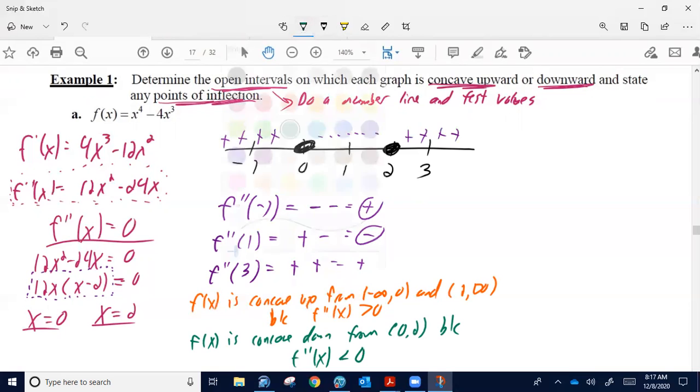Points of inflection. That occurs when your second derivative equals 0, when you have an important number, which is 0 and 2, and you have to change signs. And notice at 0, we go from a positive to a negative. So that's going to be a point of inflection. And at 2, we go from a negative to positive. Now, point of inflection, point means x and y. So x equals 0, x equals 2.